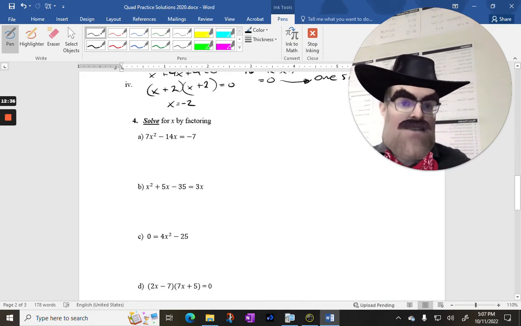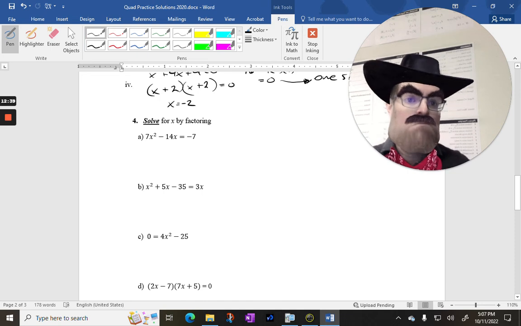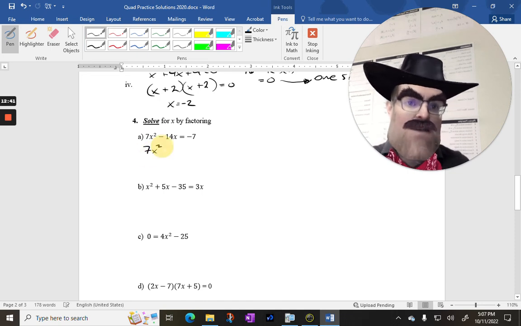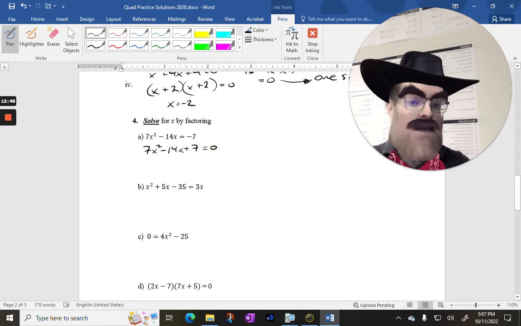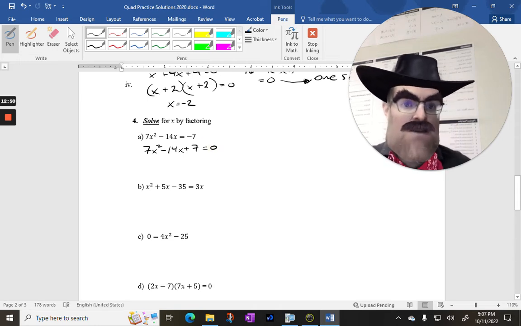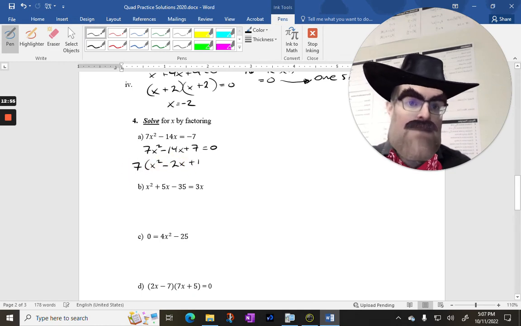So if I'm going to solve this next one by factoring, we want to make it equal to 0 first. So let's make this equal to 0. Add that 7 over, and continue on. So we've done many of these. The first thing you always want to do is look for that GCF. So I'm going to factor the 7 out. Then I'm going to look for what multiplies out to 1 and adds to the middle number, negative 2. So x minus 1 and x minus 1.